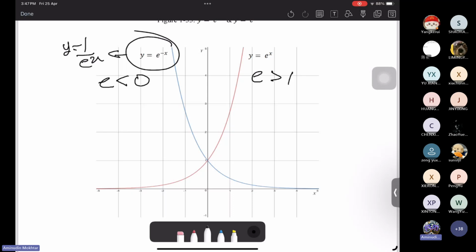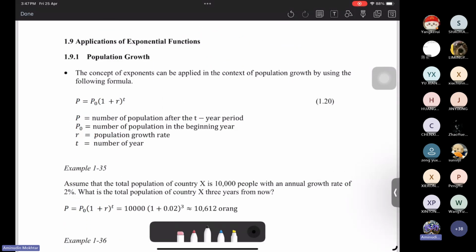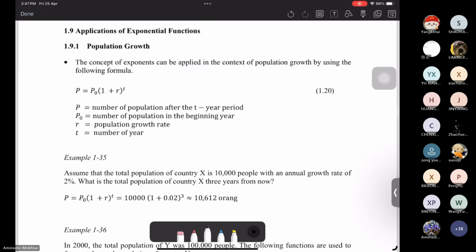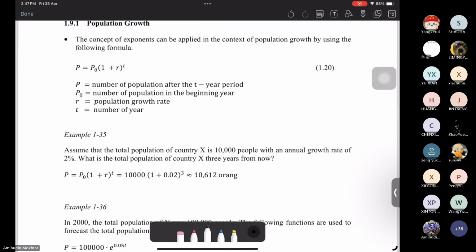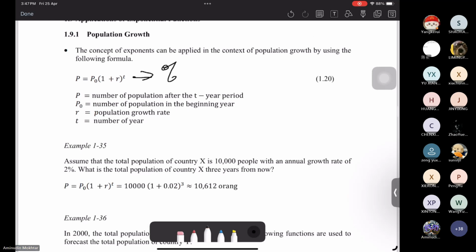Now you know what an exponential function is. The next part is about the application: how to apply this concept, this exponential function, in economics and business. For this case, I choose population growth. How to estimate the number of a population? Population growth refers to the percentage change.